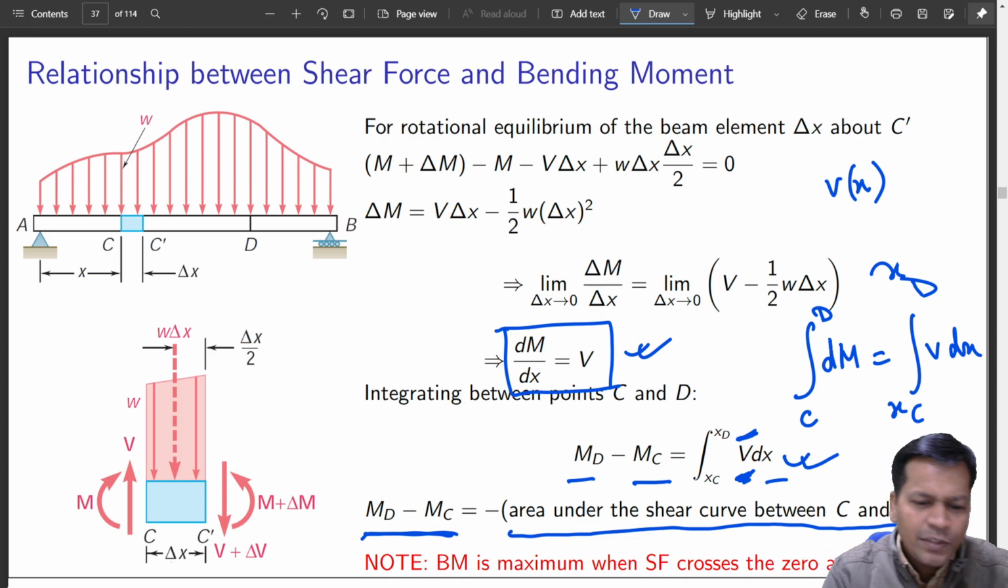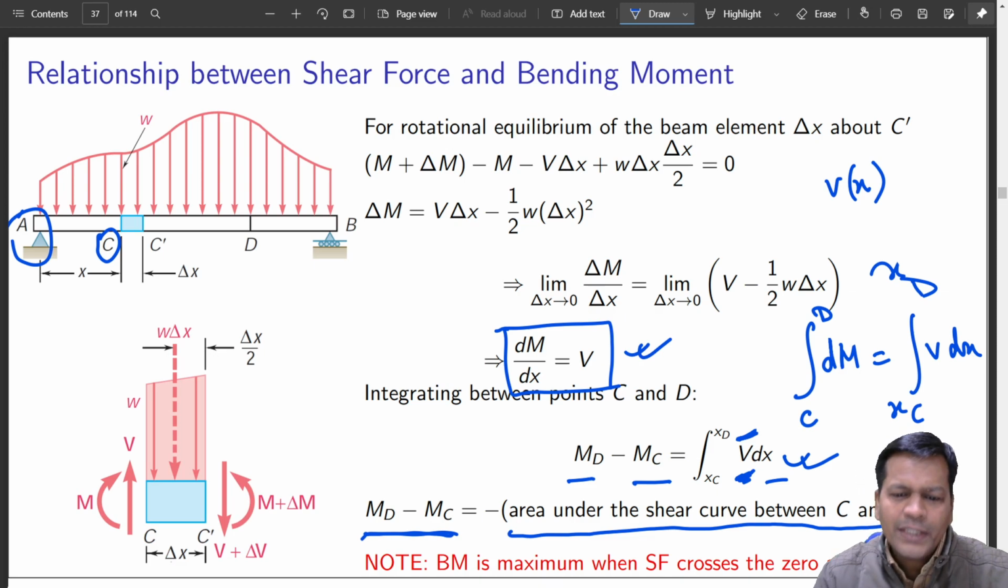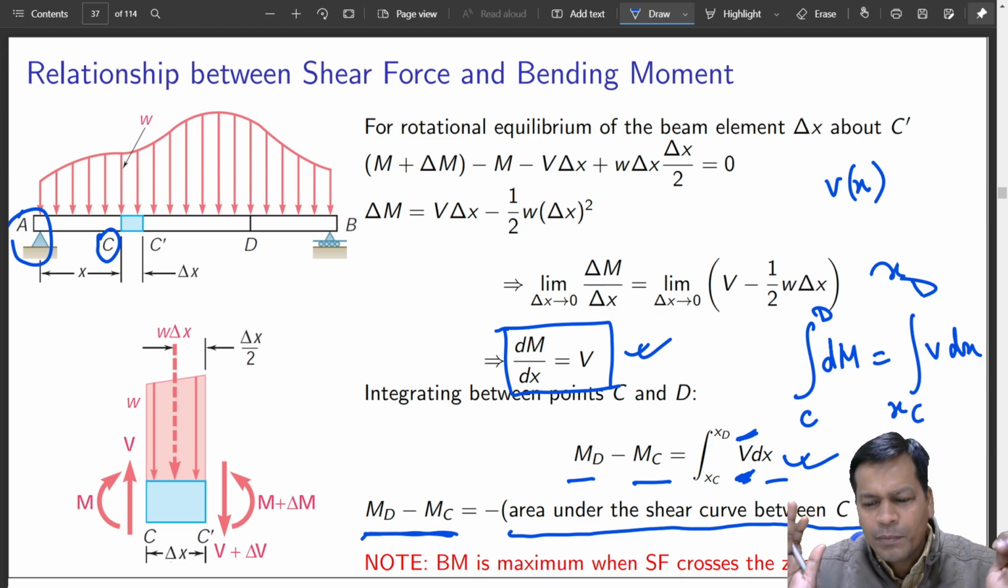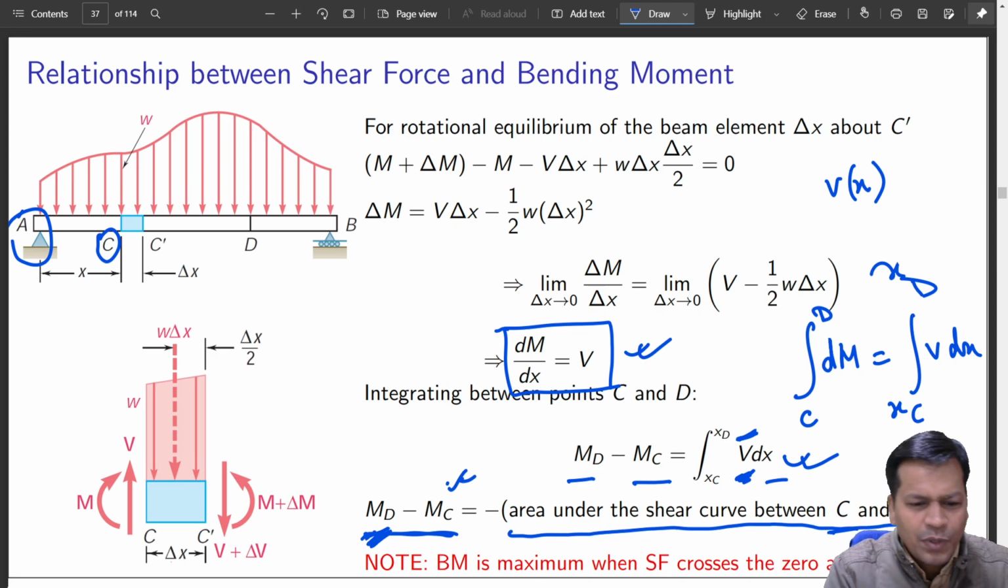If C turns out to be one of the ends, what should that be? Tell me, how much should that be? Moment at any of the ends is normally equal to 0. So if C is one of the ends, it should be equal to 0. In that case, the moment at any point D should be directly the area from here to here.